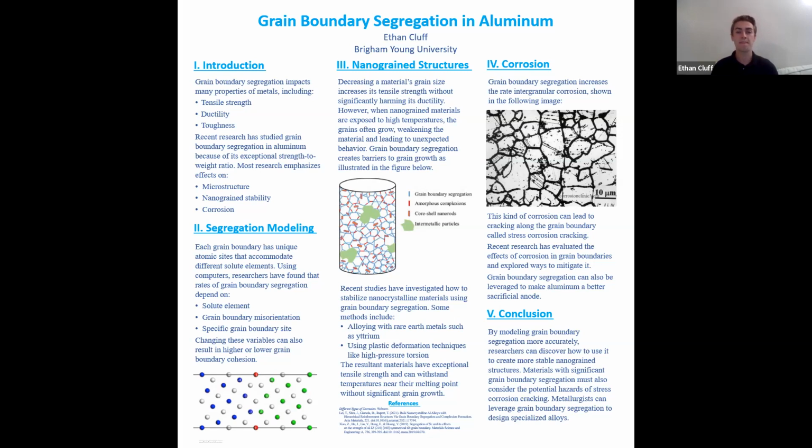So by processing the material differently, these corrosion effects can be mitigated. Or the corrosion effects can be leveraged to make a stronger sacrificial anode out of the aluminum.